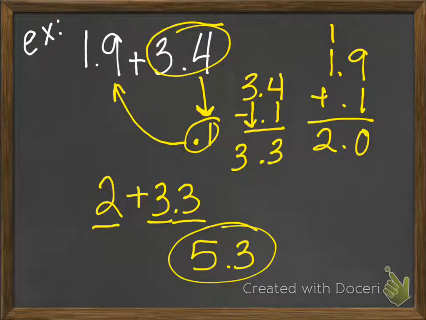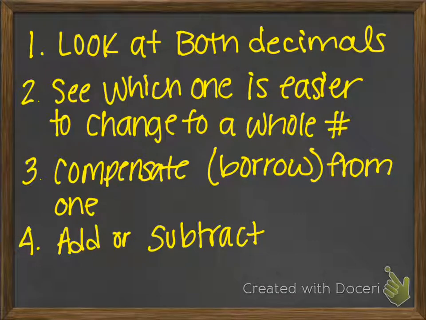Easy enough. If you are a person who likes steps, you can write these; if you don't need them, you don't have to. Your first step would be to look at both of the decimals that you're either adding or subtracting and see which one is easier to change to a whole number. Then compensate or borrow from one, and then add or subtract. You can end up with a whole number, but sometimes, most of the time, it will be a whole number with a decimal.